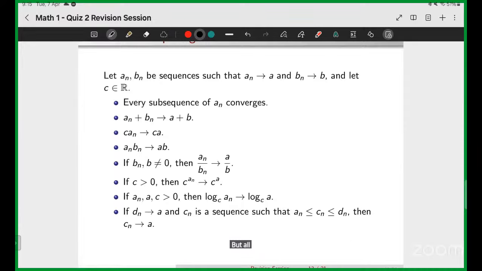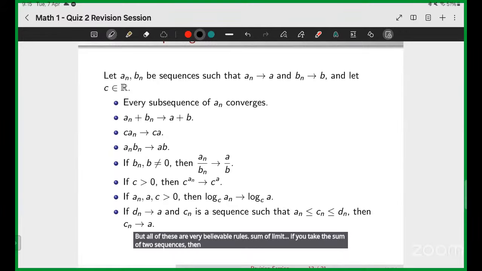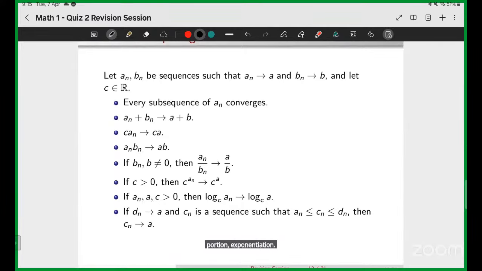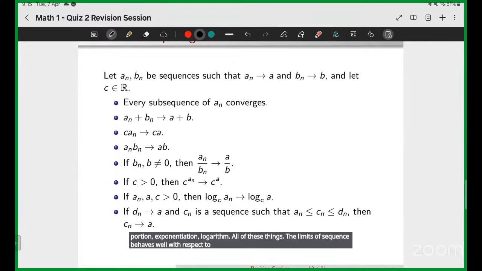But all of these are very believable rules. Sum of limits: if you take the sum of two sequences, then that sequence also converges, and the limit is equal to the sum of the limits. Scalar multiple, product, quotient, exponentiation, logarithm, all of these things. The limits of sequences behave well with respect to all of these operations.